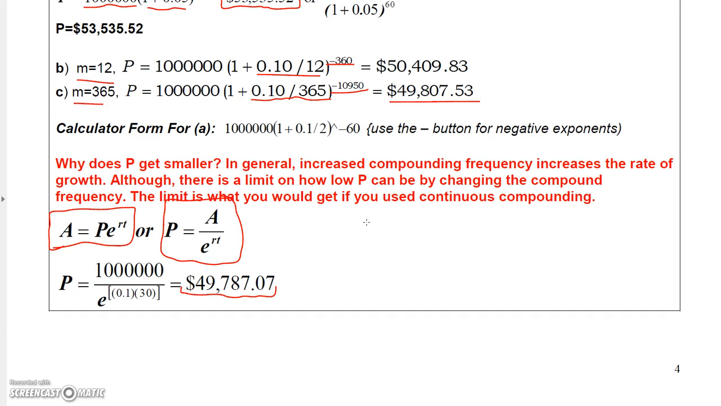And notice that there is a limit. Obviously, you can't just deposit $5 and it grow to $1 million, no matter how often the money is compounded.